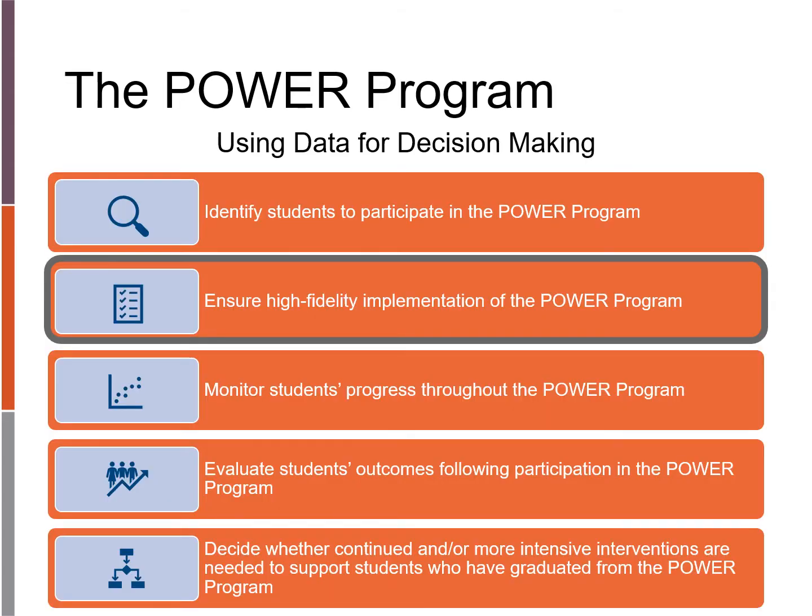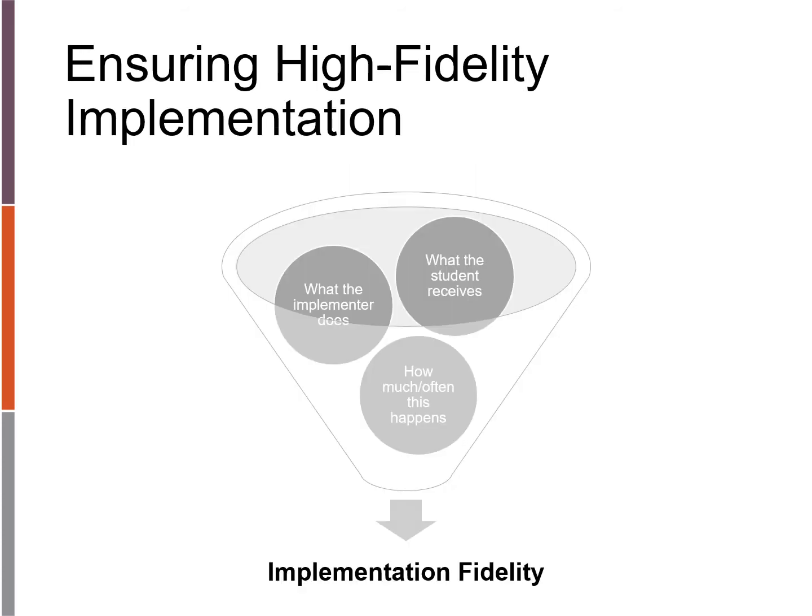The next use of data for decision-making is ensuring high-fidelity implementation of the POWER program. The POWER program incorporates various empirically supported techniques that are strategically grouped and sequenced to promote student outcomes. When these techniques are not implemented as intended, the POWER program may be less effective or not effective at all.